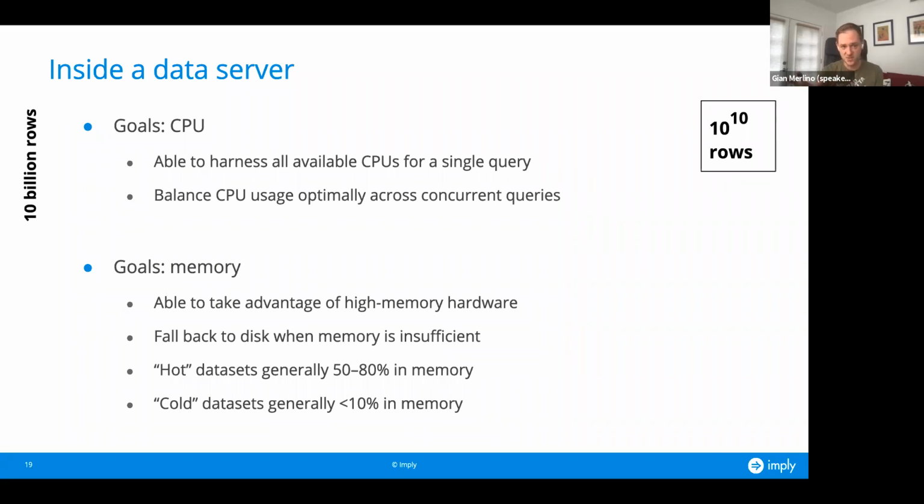And when we're thinking about these goals, we generally think of data sets in two categories. We think of hot data sets, where generally about half to 80% of the data set will be in memory, and then cold data sets, where less than 10% will be in memory. And we want to try to have a reasonable performance profile and reasonable hardware usage profile for each kind of data set.